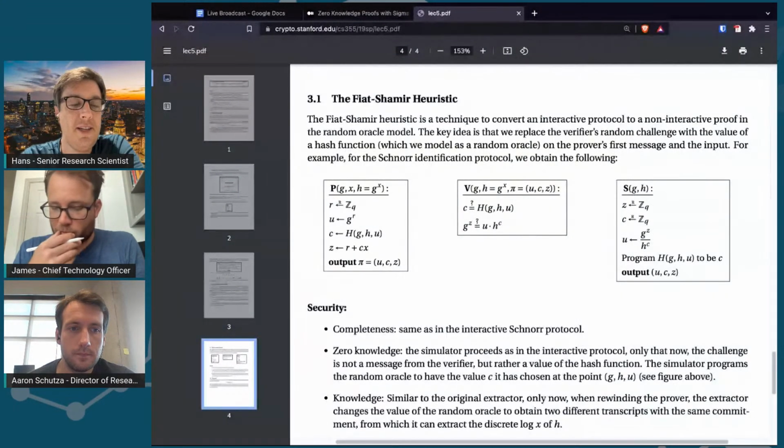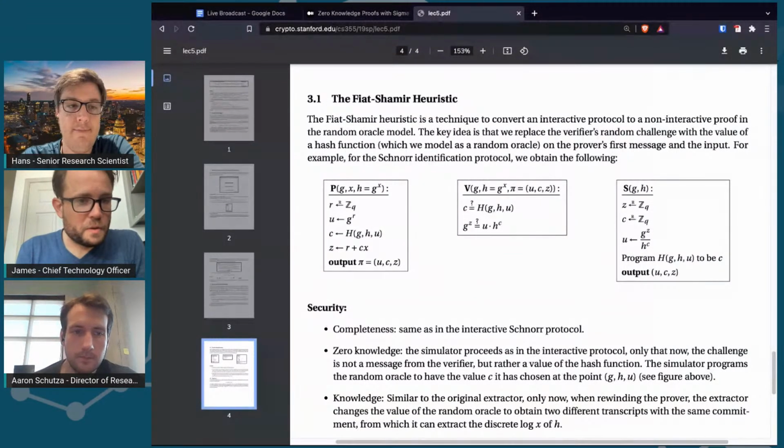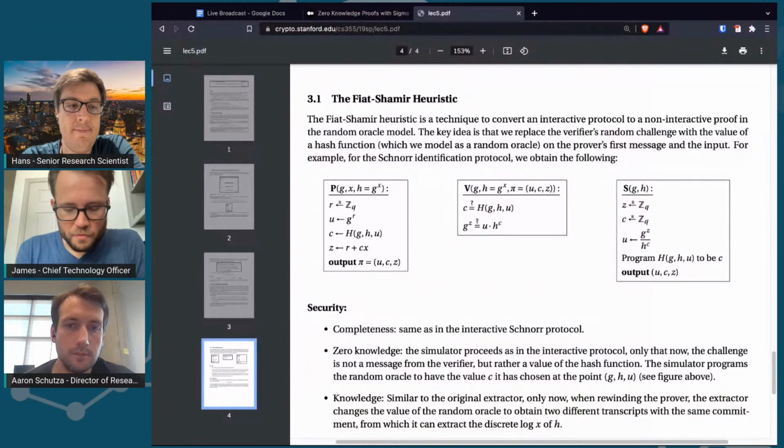So it's like the formalized version of what I just said. At least that's how I understand it. I don't know, Aaron, if maybe you have a different take.